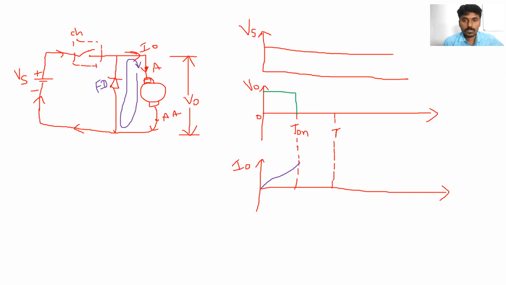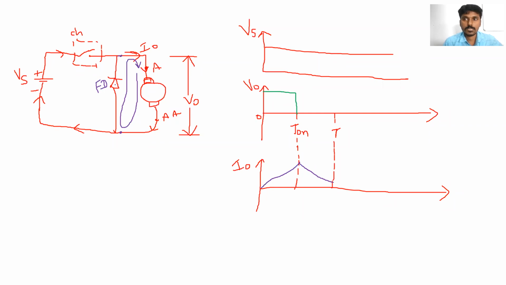The current is still flowing through the load circuit. But the output voltage becomes zero because these two terminals are short circuited. This terminal and this terminal become a short circuit because the diode is turned on now.